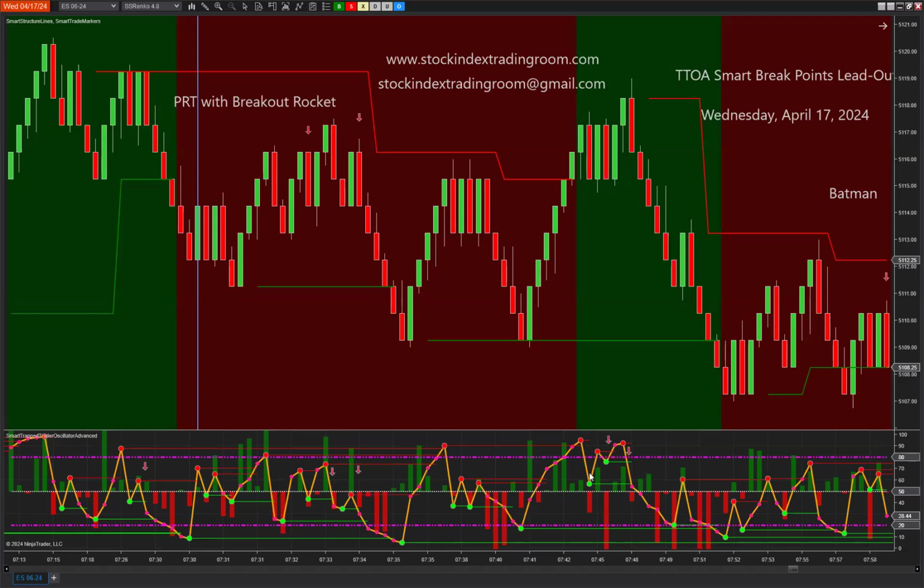So what is a smart breakpoint lead out? These horizontal green and red lines are smart breakpoints. And when Trap Trader Oscillator works through that, that's called a lead out, okay? Now, sometimes it'll come on a reversal bar, and those are the most profitable. Sometimes it'll come 2 or 3 bars late. You can notice the market tends to continue through that, but you might not want to be trading in what could turn out to be the middle of a move.